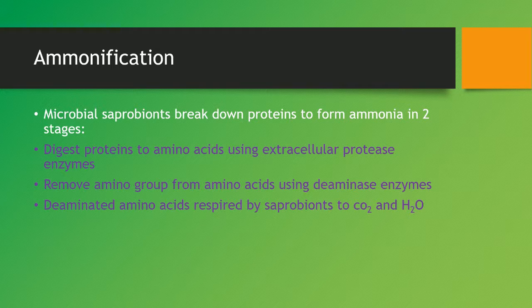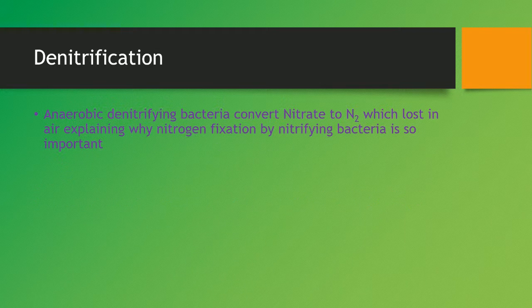And then you have ammonification, and this is whenever microbial saprobionts will break down proteins to form ammonia in 2 stages. So this is our saprophytes essentially, and these will digest proteins to amino acids using extracellular protease enzymes, or they will remove the amino group from amino acids using deaminase enzymes. These deaminated amino acids will be respired by saprobionts to carbon dioxide and water. Finally, then we have denitrification, which is whenever anaerobic denitrifying bacteria will convert nitrate to nitrogen, which is lost in the air, explaining why nitrogen fixation is so important.